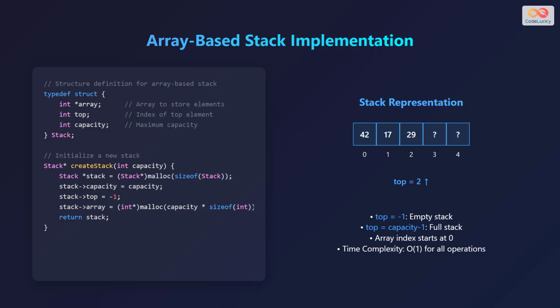Then, to initialize a new stack, we define a function called createStack that takes capacity as its argument. Inside this function, we first dynamically allocate memory to the stack itself. We set the capacity field of the stack. We set the top to -1, indicating that the stack is currently empty. Then we dynamically allocate memory for the array that will store the stack elements based on the given capacity. Finally, we return the pointer to the newly created stack.